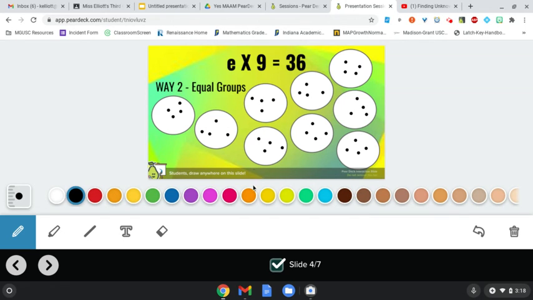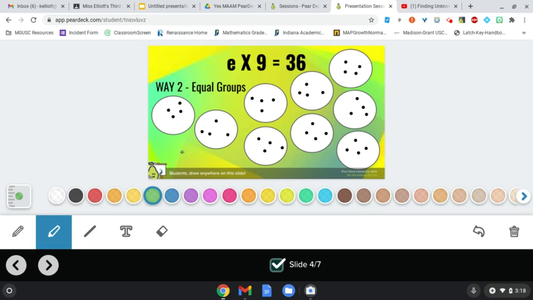So now that I have 36 dots in my 9 groups, I can count and see how many dots are in one of those groups. And that is my answer. So you can see here in one circle, I have 4 little dots. Those 4 dots tell me that the E here, let's see how I'm changing those, the E here is equal to 4.